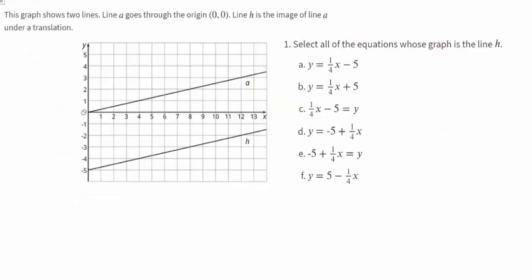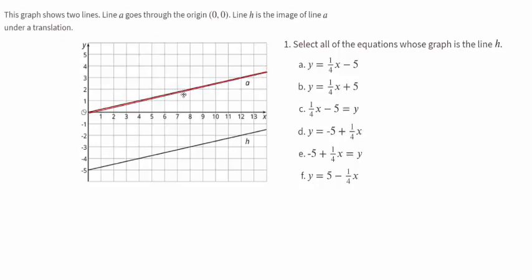Okay, the next one says this graph shows two lines. Line A goes through the origin. So here's line A going through the origin. Line H is the image of line A under a translation. Okay, so it looks like it got translated down, right? This line here looks like it got translated down.